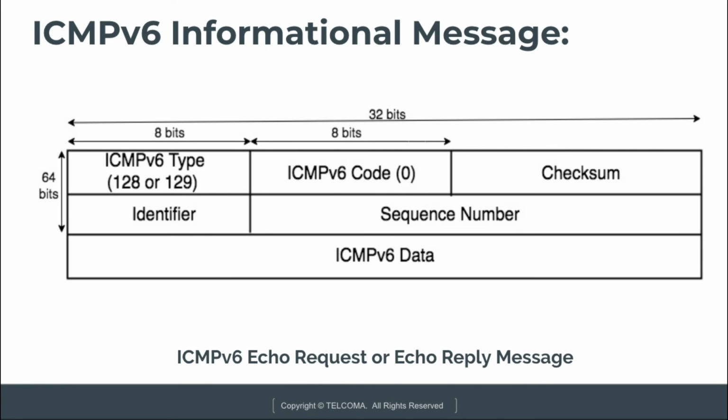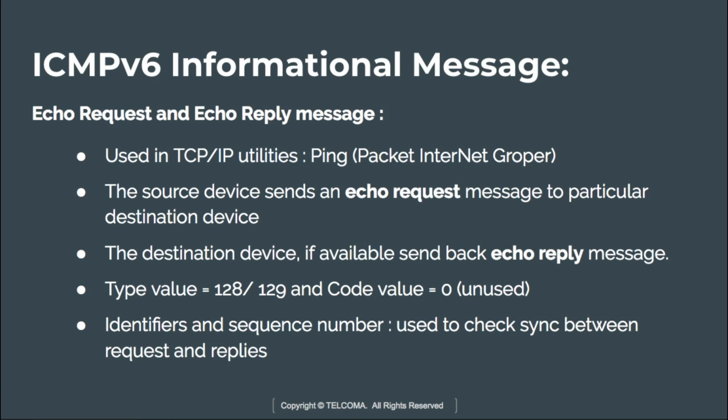The ICMPv6 code is set to 0, followed by the checksum field, and two new fields are added here, the identifier and the sequence number. After that comes the ICMPv6 data. The identifier is 8 bits, whereas the sequence number is 16 bits. So coming to the next part, the echo request and the echo reply message.